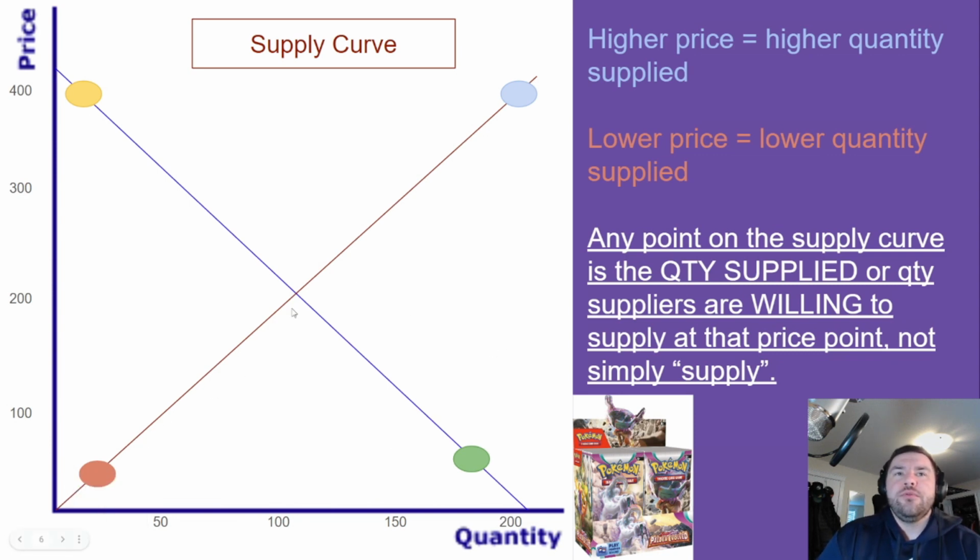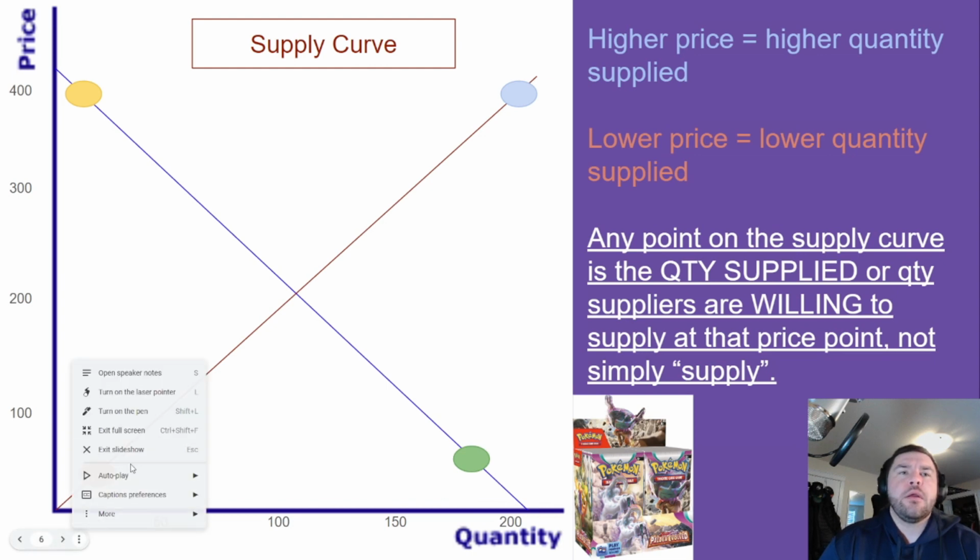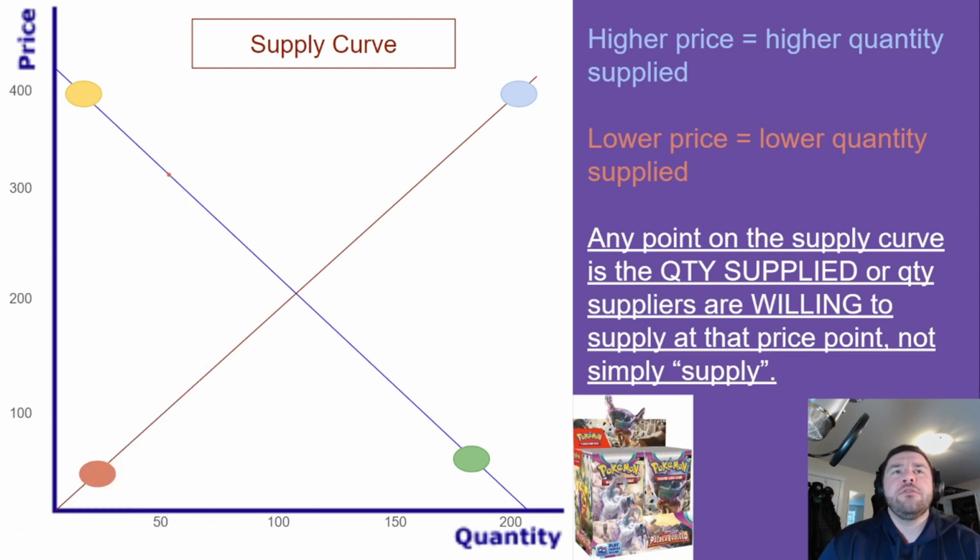So one thing to keep note of on both of these curves: take the pen here. On the demand curve, any single point on the demand curve, all these are just single points, relates to a price and a quantity. So at 50 boxes, this is saying for the demand of 50 boxes, they're willing to pay $310. That's all this is going to really tell us. Each individual point is quantity demanded, and it's not demand. Demand is the curve.